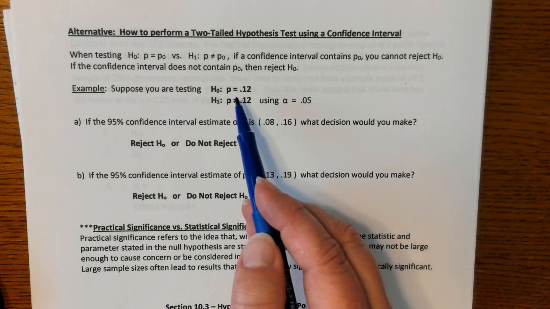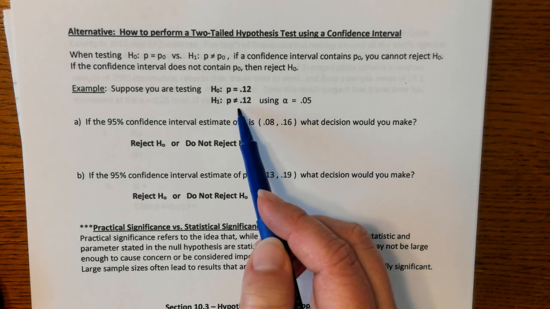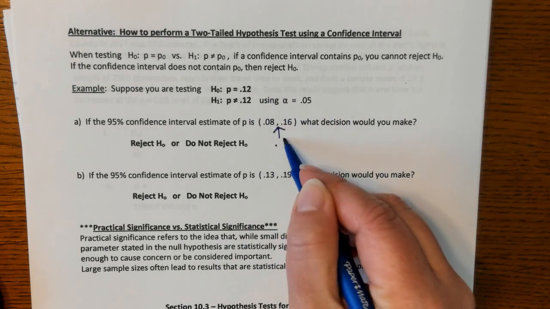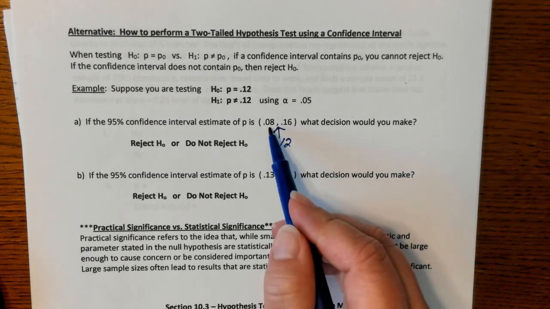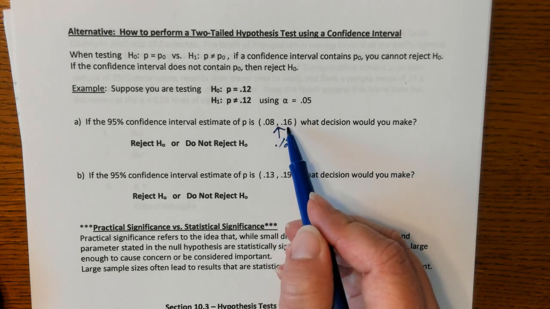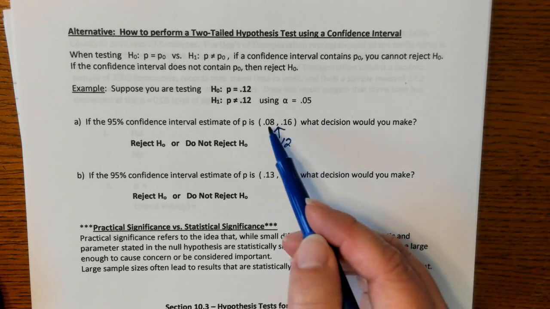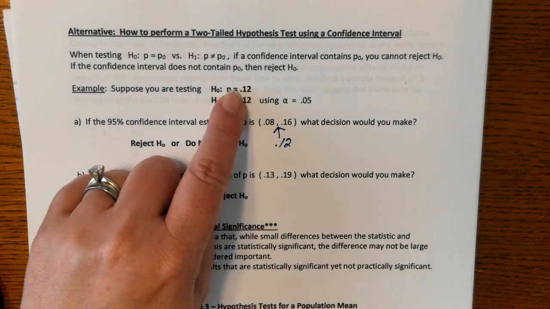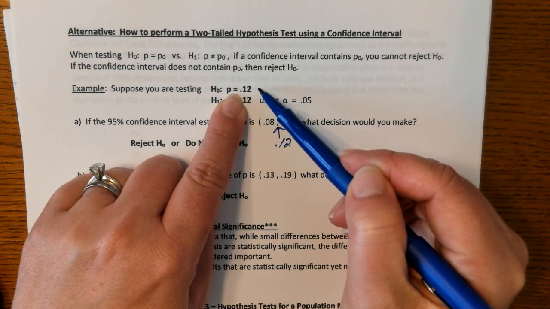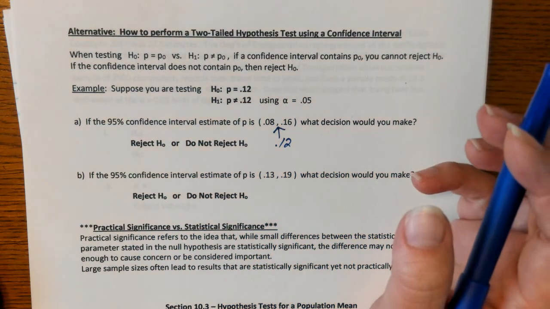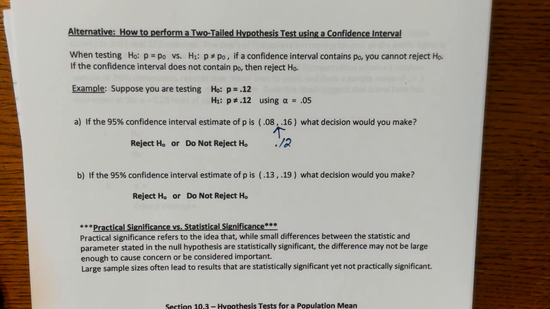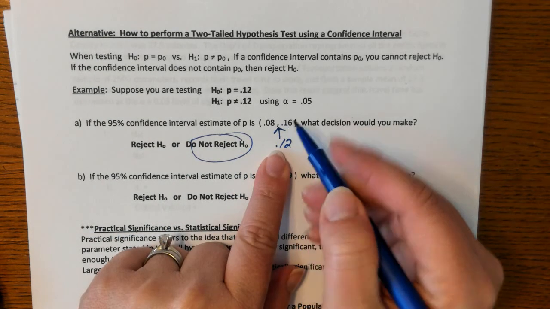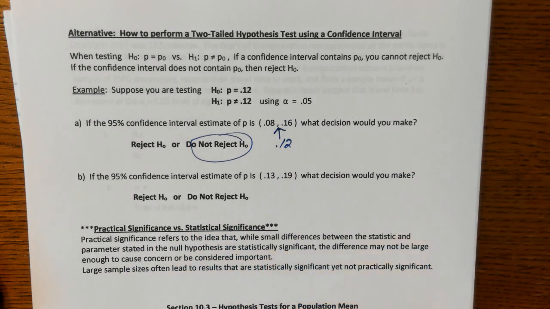So are we going to reject or not reject the null hypothesis? Well, 0.12 is in this interval. 0.12 is between 0.08 and 0.16. If we're 95% confident that between 8 and 16% of people like spinach, 12% is right in there. So that means we would not reject this null. We don't necessarily believe it. We can't support the null, but we either reject it or we don't reject. And we would not reject because 12% is in that interval. So we will not reject it.